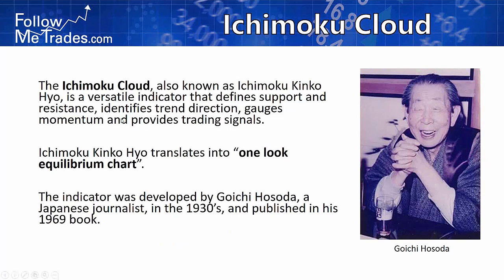All right, let's talk about Ichimoku Cloud. Ichimoku Cloud is also known as Ichimoku Kinko Hyo in Japanese. It's really cool. It's a good indicator for defining support and resistance, trend direction, and a gauge of momentum. And it can provide some trading signals. It was developed by this handsome fellow, Goichi Hosoda, a Japanese journalist. He started in the 1930s, and he published his system in a 1969 book. So it took over 30 years to get it dialed in. But that's the history of the Ichimoku Cloud.